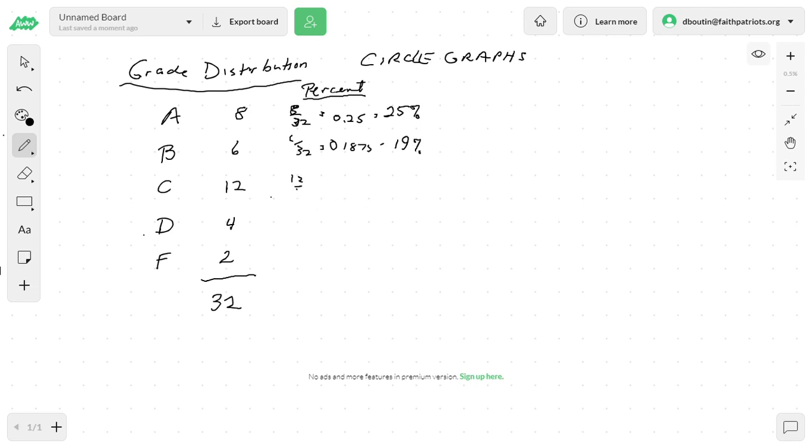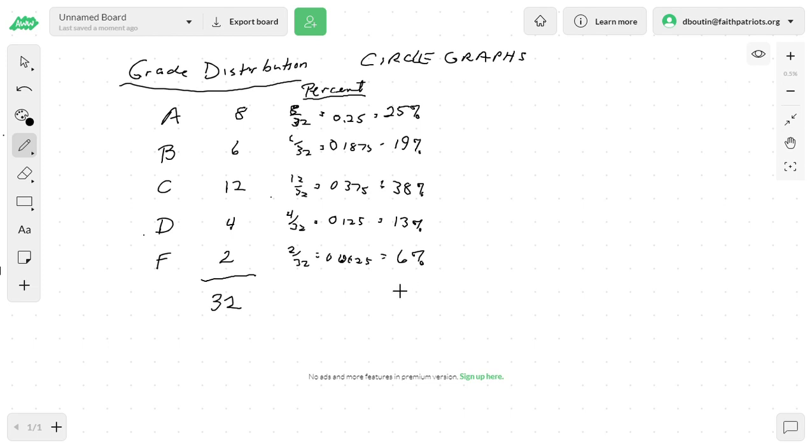And 12 out of 32 is 0.375. So again, let's just round that to 38%. 4 out of 32 is going to be 0.125, and we'll call that 13%. And 2 out of 32 is 0.0625, which is about 6%.